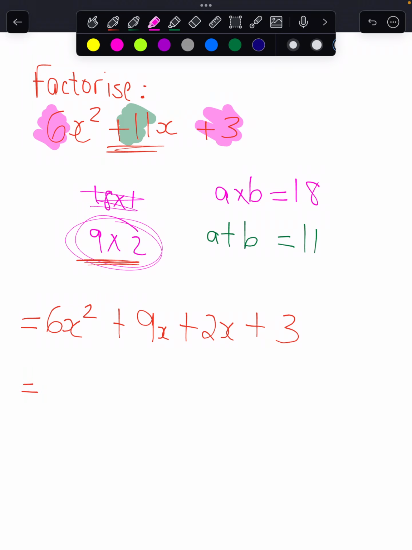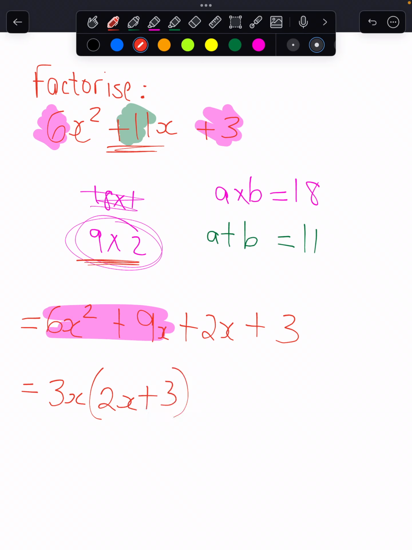So we look at, okay, what's the common factor between these two? And the common factor, or the highest common factor rather, is 3x. And then we're left with 2x plus 3. And then we ask ourselves, what's the common factor between these two? And that is 1. That's the highest common factor for 2x plus 3.